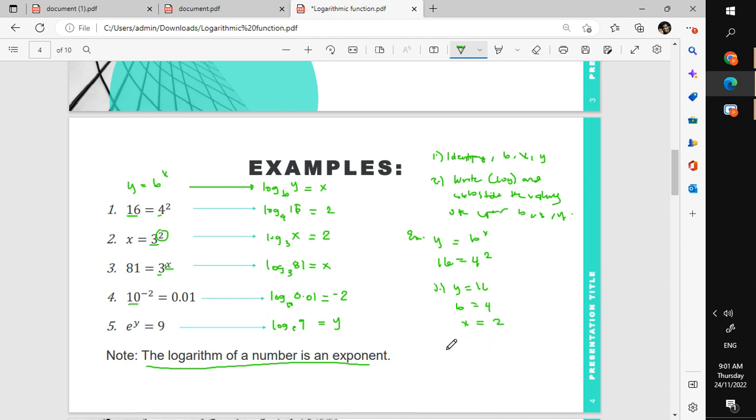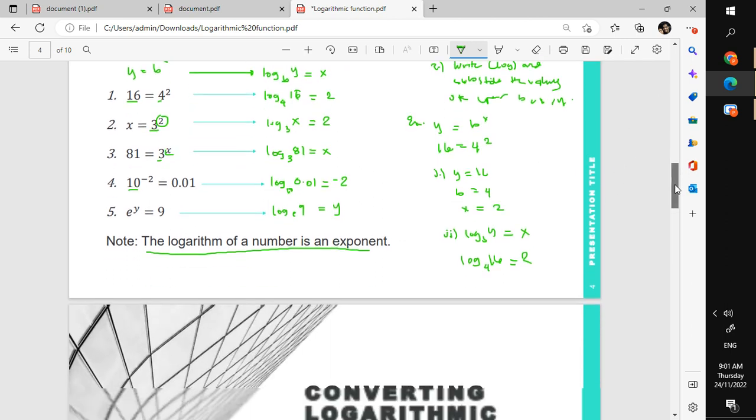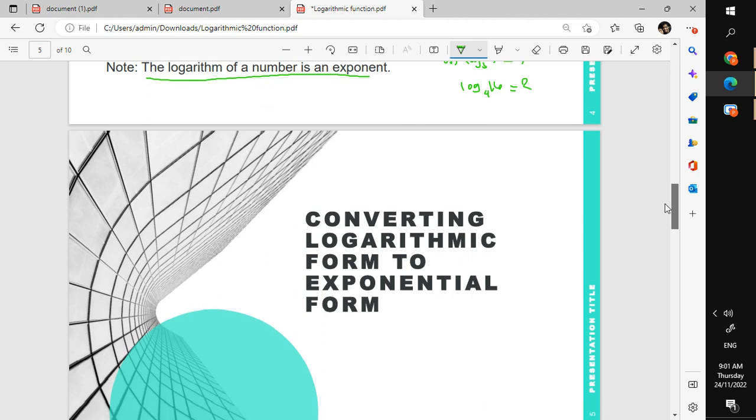Now, after you identify their values, all you have to do is to substitute them into this form. We have the log of y to the base b is equal to x. So copy the notation log. You substitute the value of y, which is 16. You substitute the value of b, which is 4. And you substitute the value of x, which is 2. Simple as that. You can choose either way. All you have to remember is that the logarithm of a number is an exponent, so the other side will always be your exponent. Now let's move to the other way around.